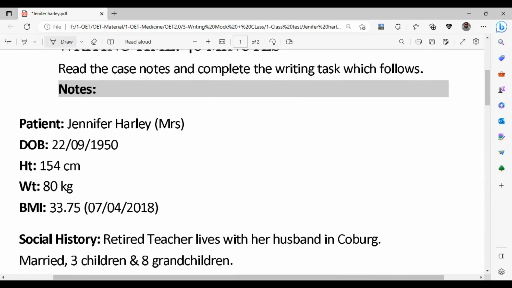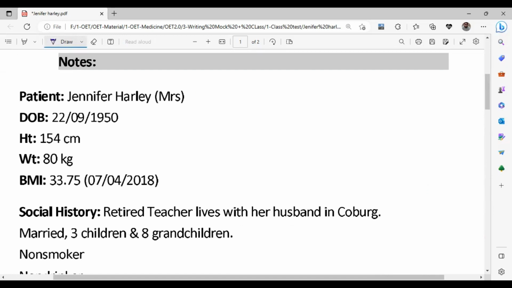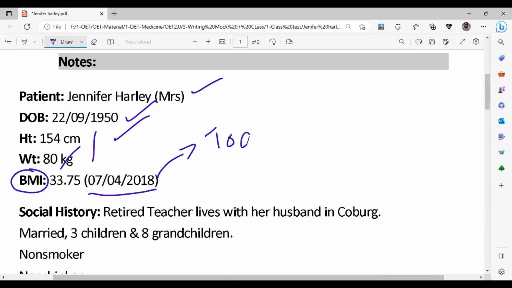Here you can see the name of the patient. Fine, we can see the date of birth. We will incorporate it in the layout part where we write down the address. Height and weight can be written; specifically, the BMI is important. Now this is the date. It's today's date. There is no other date in this letter.